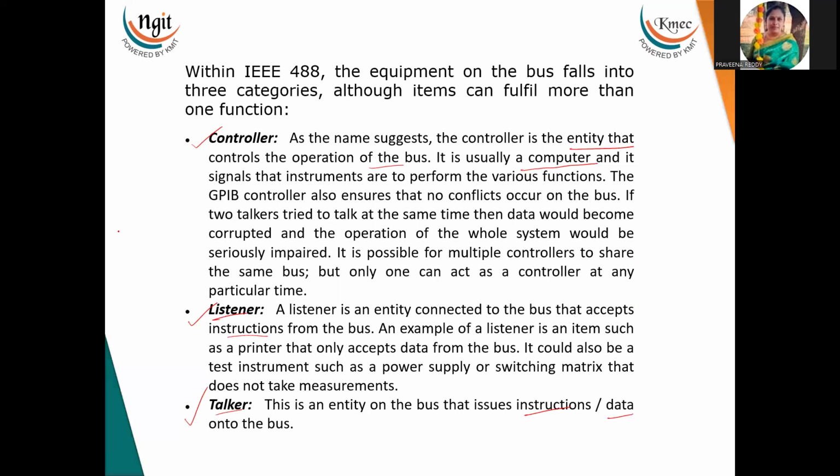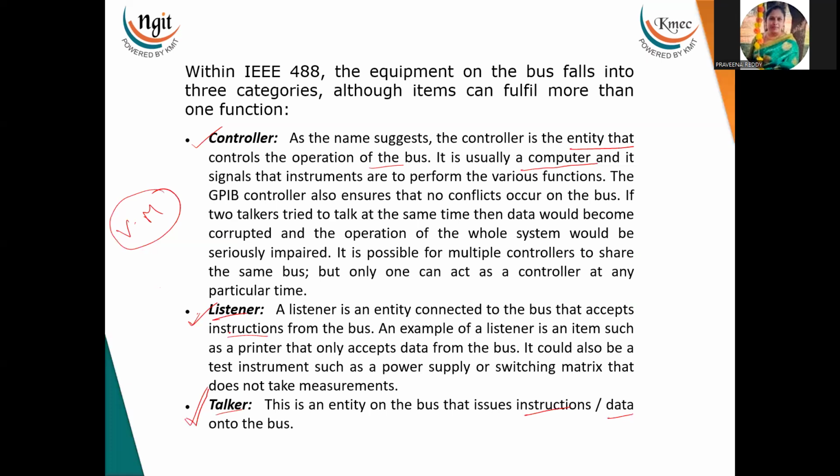Now, if you take a voltmeter, it will measure the voltage. But before that, after connecting this voltmeter to the computer, at the time of settings, the voltmeter acts like a listener. Once the settings are done, the voltmeter will read the data and the data will be placed on the cable, on the data bus. At that time, the voltmeter acts like a talker. A few devices will act as both a listener and a talker.